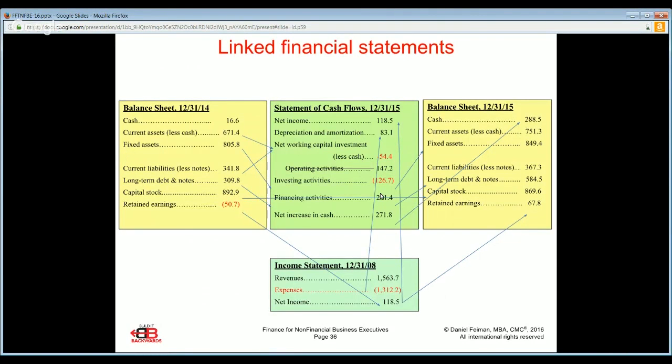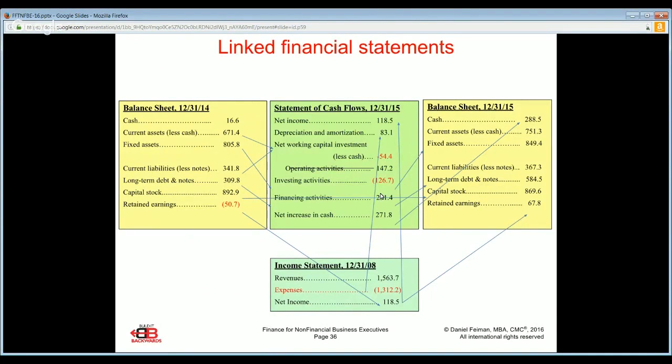You'll notice the net income, 118.5, bottom line in the income statement, then is linked to the first line on the cash flow statement. There's your net income and your non-cash deductions, your operating, investing, financing cash, and net increase in cash. Well, if we add that to the original cash of 16.6, that justifies on the closing balance sheet the amount of cash, etc.